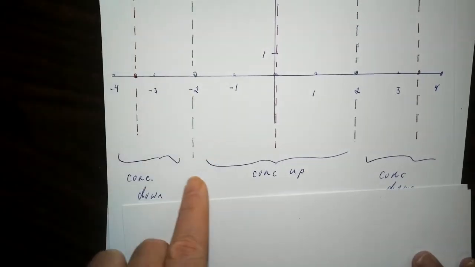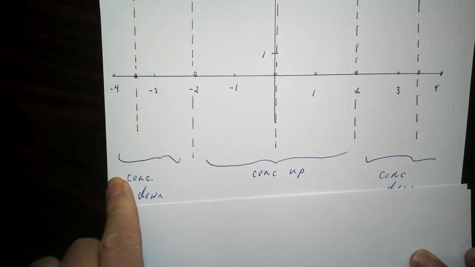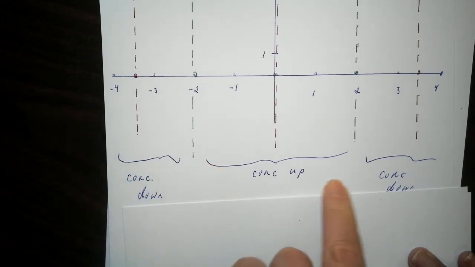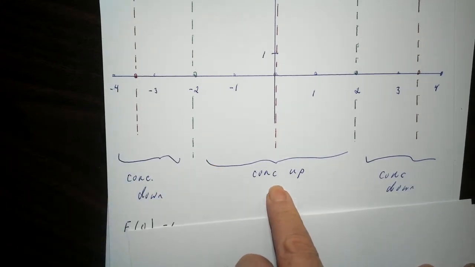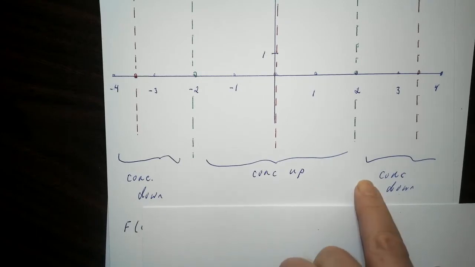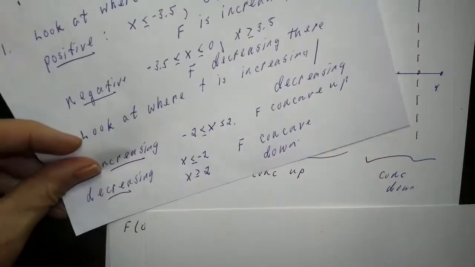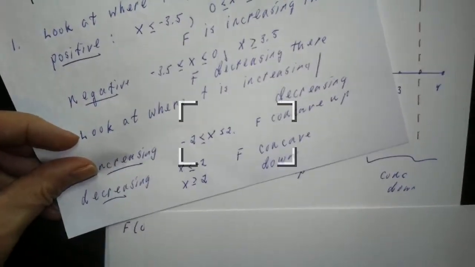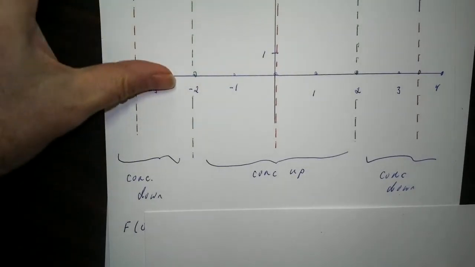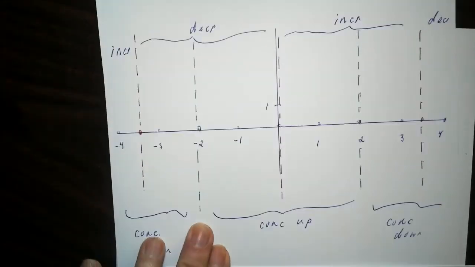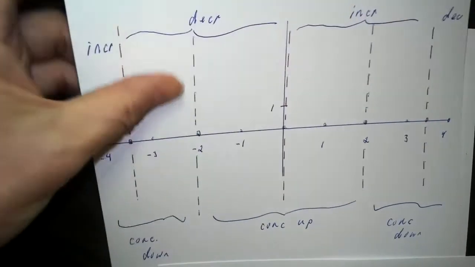We know that to the left of negative 2, capital F has to be concave down. We know between minus 2 and 2, capital F has to be concave up. And finally, to the right of 2, capital F has to be concave down. And again, we know that because we just did it a second ago. So we have this information now about the graph of capital F.